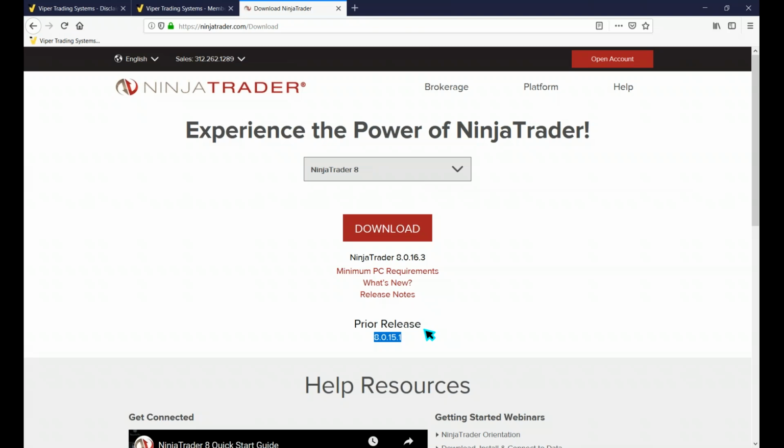Now, keep in mind, Ninja 8 does not have object trader, the strategy, on it. It's getting close to the end of the year, so I'm hoping we'll make the end of the year. I keep getting promised that. I just don't know if it's going to happen.